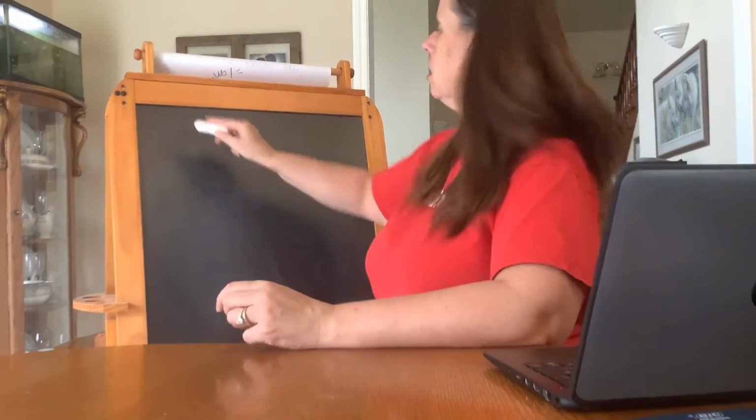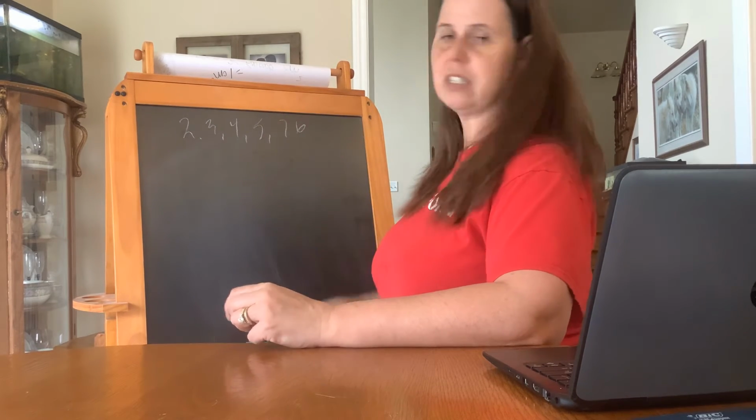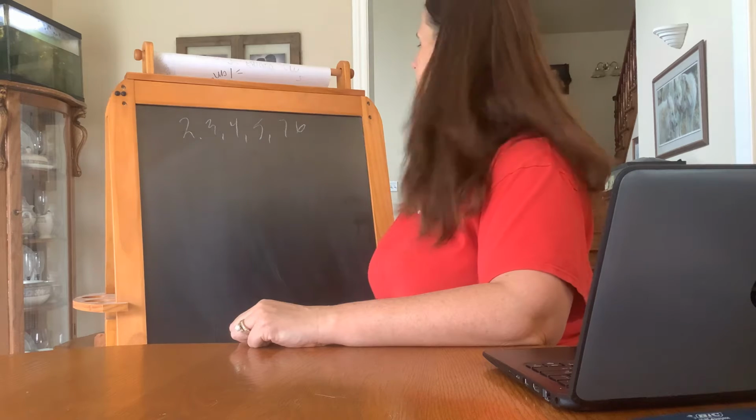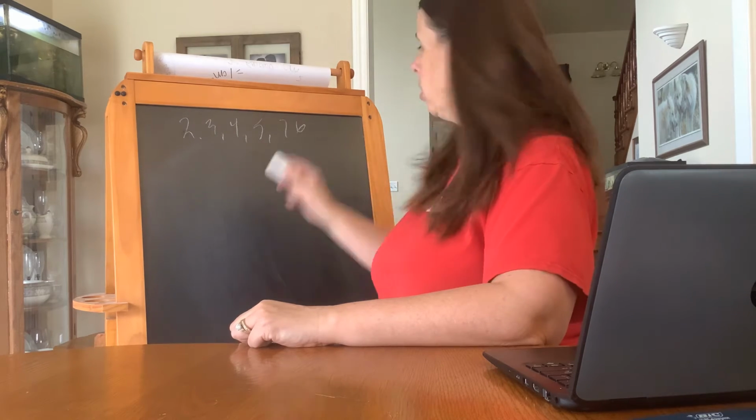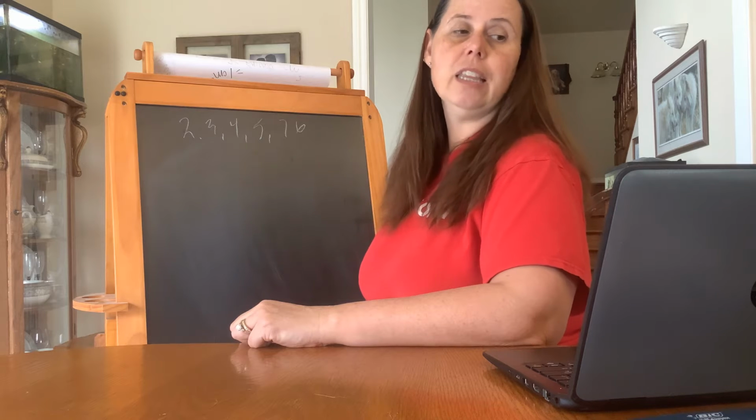Consider the set 2, 3, 4, 5, 76. Circle the outlier. Well, clearly one of these doesn't belong. You guys circle it. Find the mean and the median.